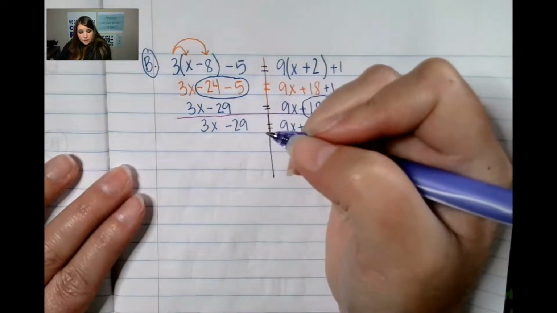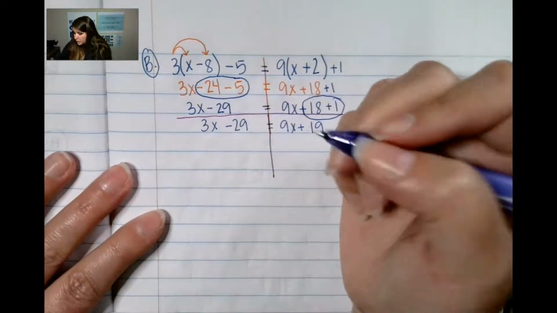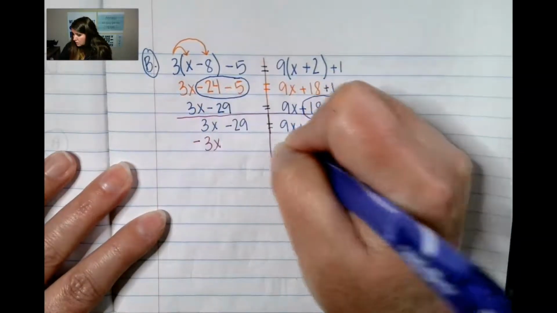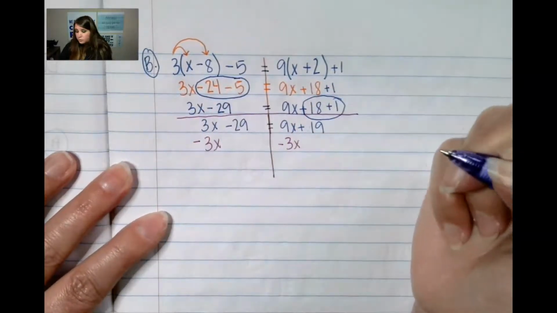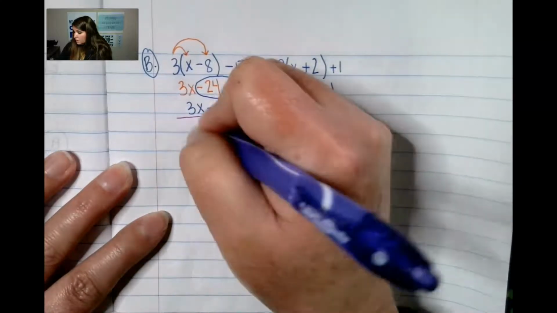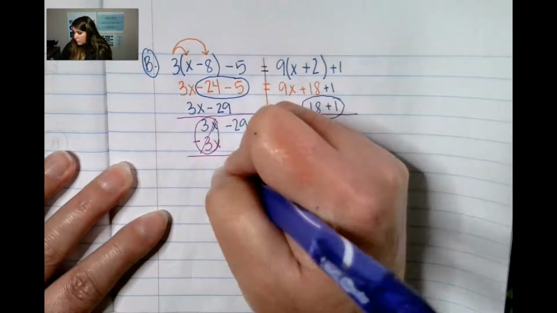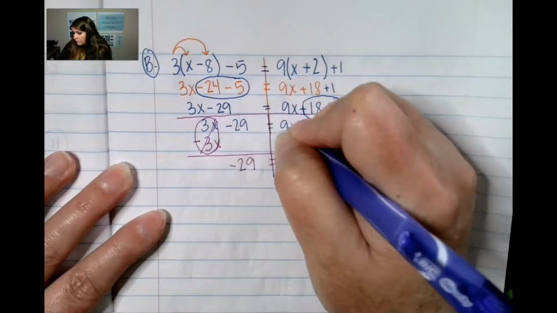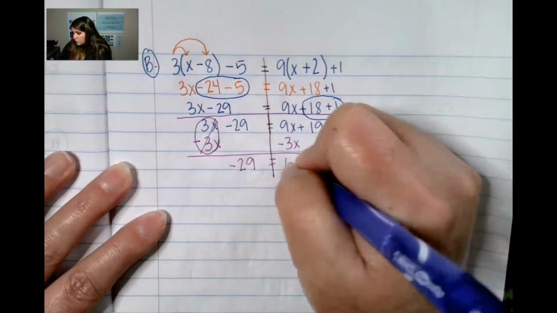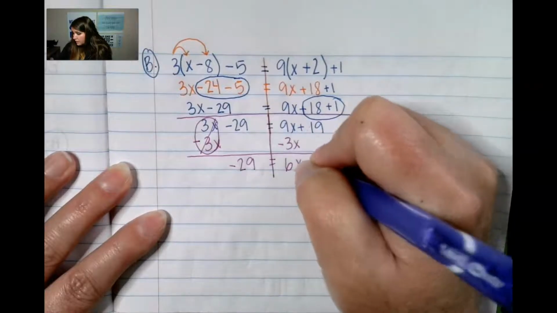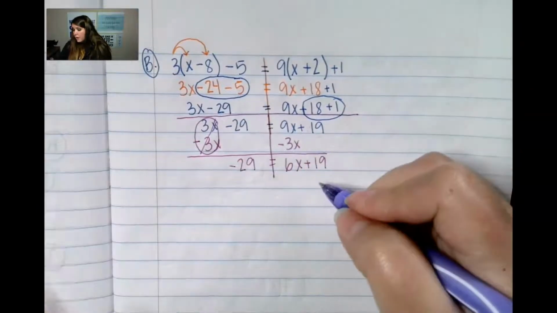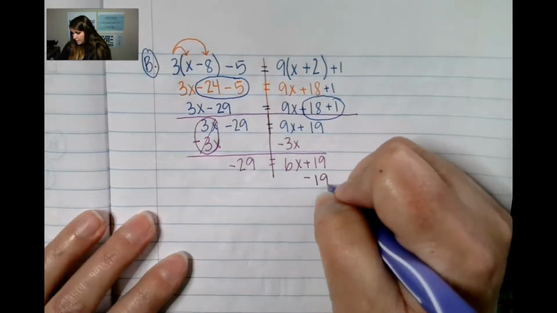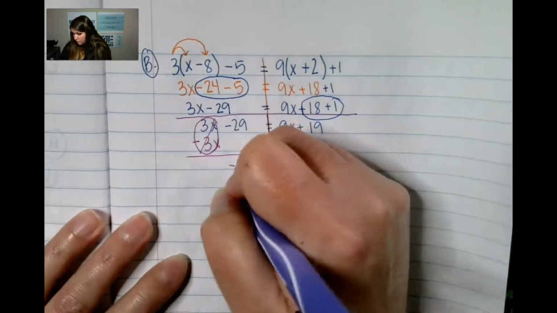So I want variables on one side and I want numbers on the other. So minus 3x, minus 3x. That gives me no x's here, but I'm left with negative 29. Over here, I now have 9x minus 3x, which equals 6x, plus 19. So I'm going to remove 19 from this side so that the x can be by itself.